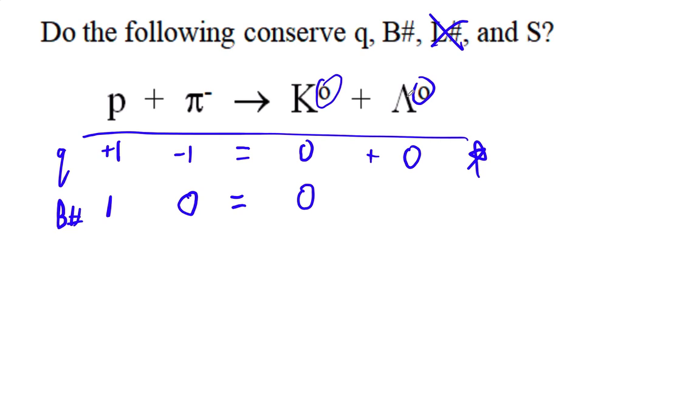But this lambda naught is. So it's a matter baryon, right? So baryon number is conserved. 1 on this side, 1 on this side.